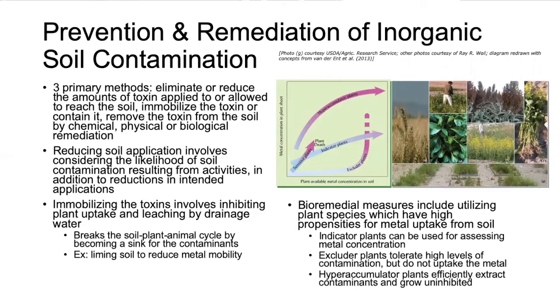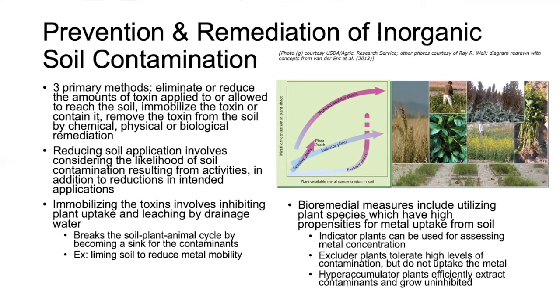So our next category, we have our inorganic contaminants, and there are three primary methods to take care of inorganic soil contamination. So there's elimination or reduction of the amounts of the toxin applied or that is allowed to reach the soil. There's immobilization of the toxin to contain it, or removal of the toxin from the soil by chemical, physical, or biological means. Now, reducing the soil application would involve considering the likelihood of soil contamination resulting from activities in addition to reductions in continued applications. So this would be a forethought. This would be something that would be classified as prevention of inorganic contamination.